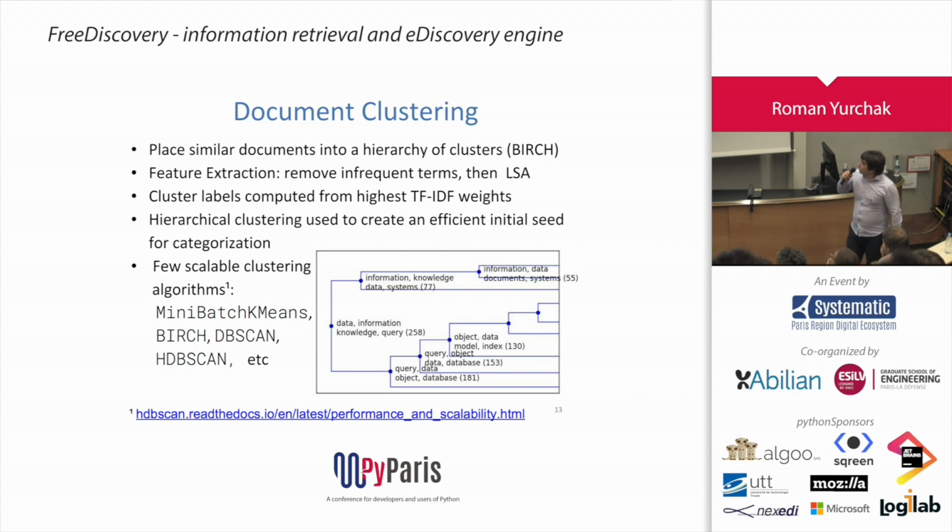This approach is also used to create an efficient initial seed for categorization, because the initial seed should be mapped fairly consistently across the data set. So what we do is essentially sample a few documents per subcluster, and this way we have a very uniform distribution across the data set that can be reviewed and used as the initial training document set. If you're interested generally in scalable clustering algorithms, there's a very good benchmark of HDBSCAN linked here.